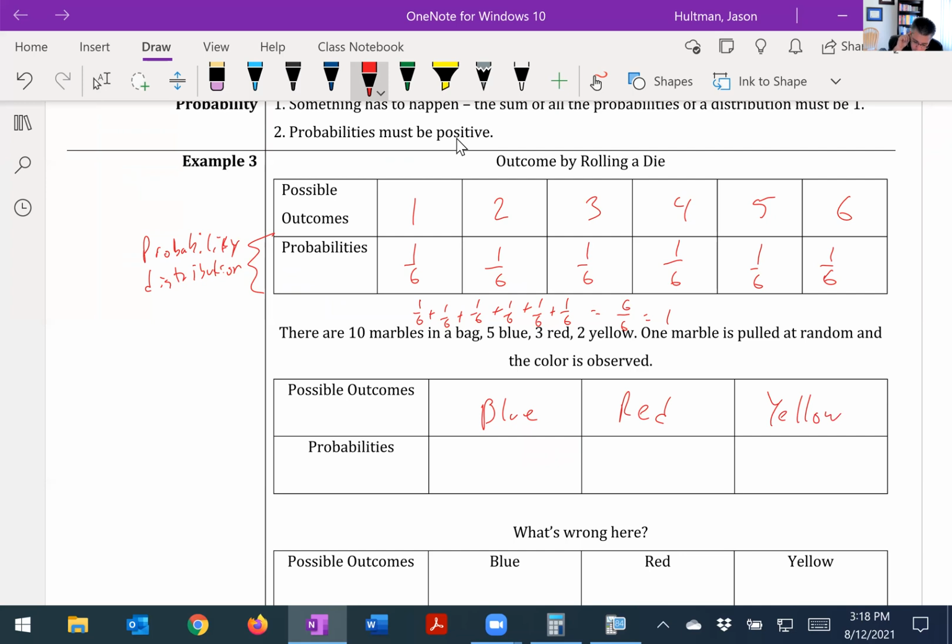Okay, what's the probability of getting a blue marble? Well, it's 5 out of 10, which is 1/2. What's the probability of getting a red marble? Well, it's just 3 out of 10. What's the probability of getting a yellow? 2 out of 10, which is 1/5. Okay, and does this add up to 1? Well, we could add the fractions if we wanted. We could also change this to decimals if we wanted. 0.5, 0.3, and 0.2. And we could see that, yes, 0.5 plus 0.3 plus 0.2 will add up to 1.0, which is 1.